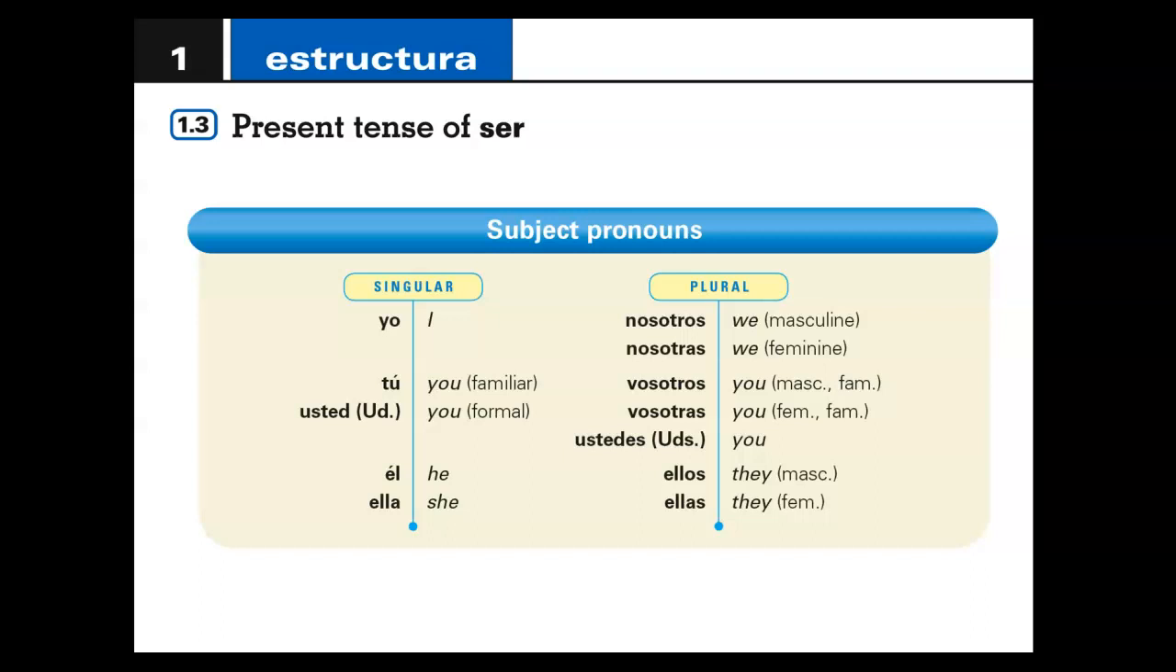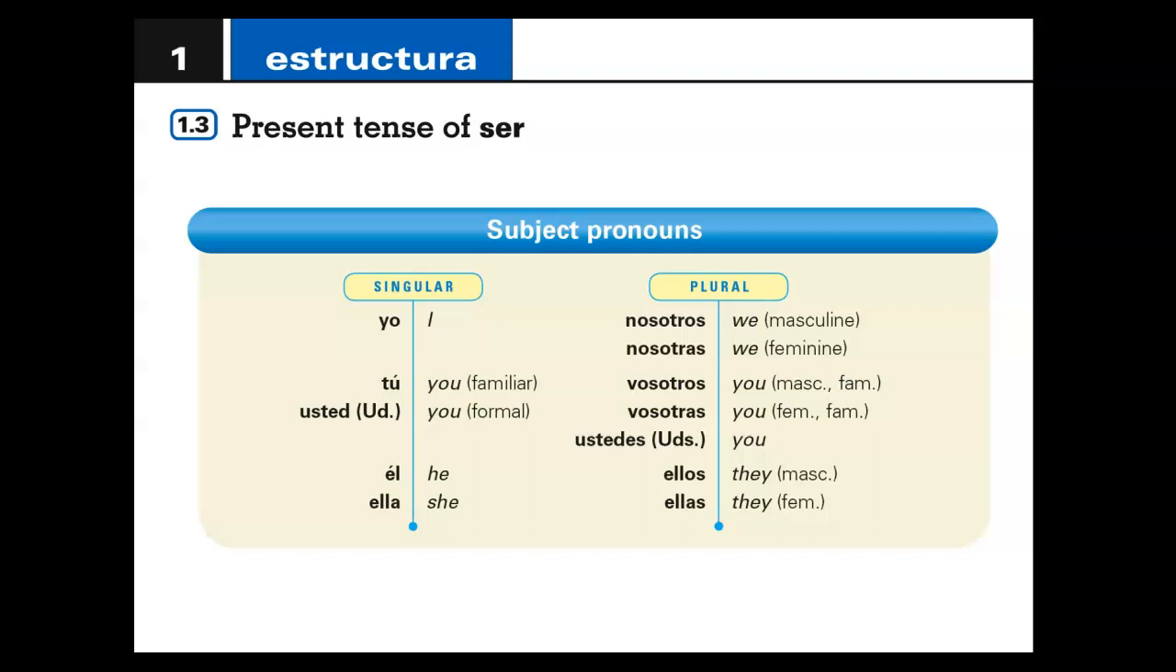We don't do vosotros. It's not used very often here in the States, so we don't really use it, and you won't be required to memorize that. But we do use ustedes, which is a plural form of usted. So ustedes would be you plural. Like in our case, a lot of the times we say you all or we say y'all.